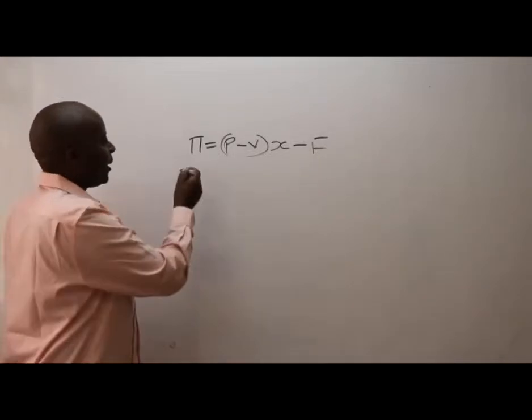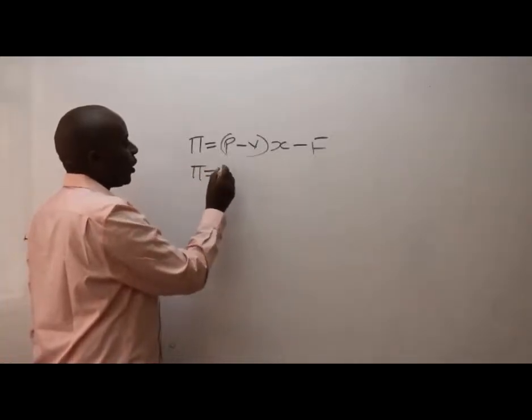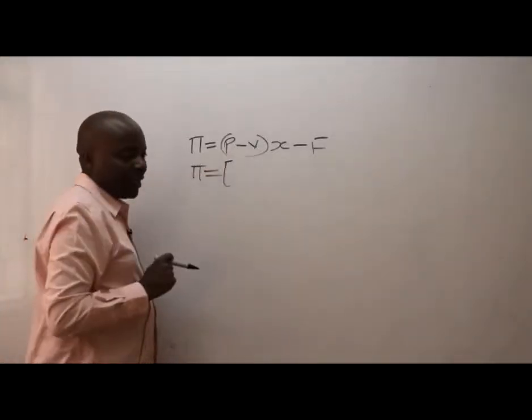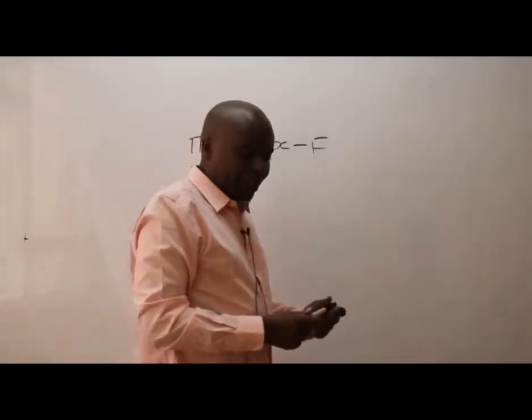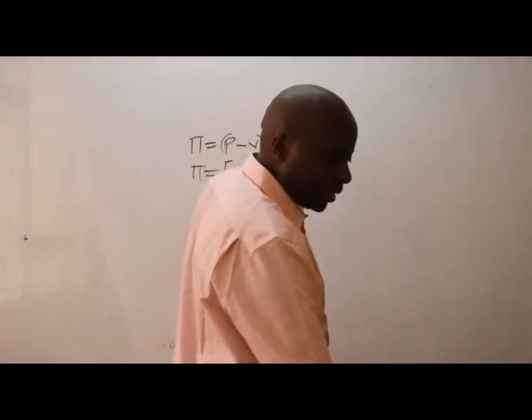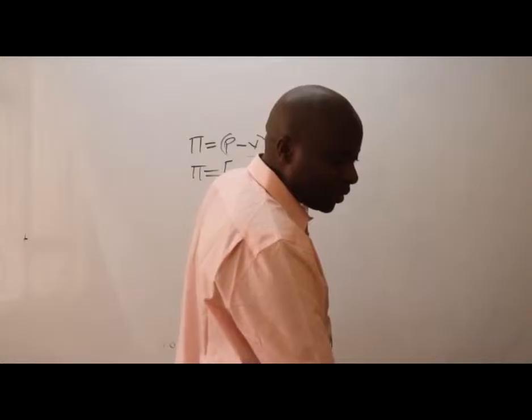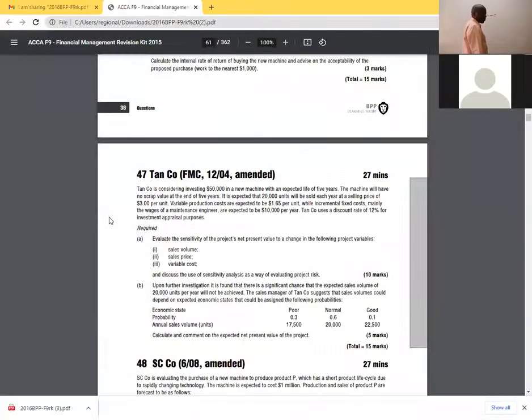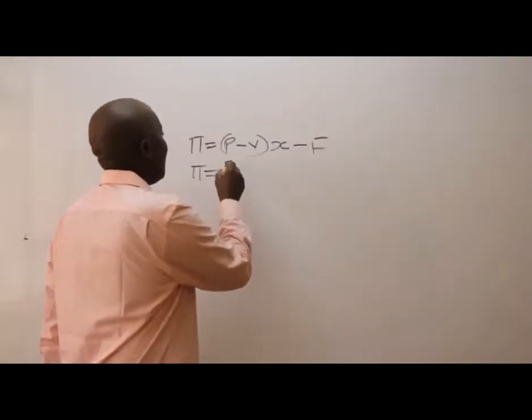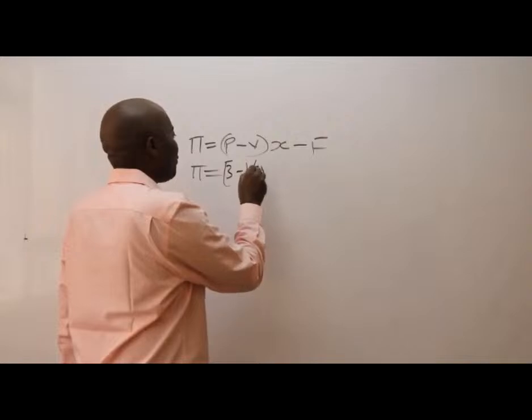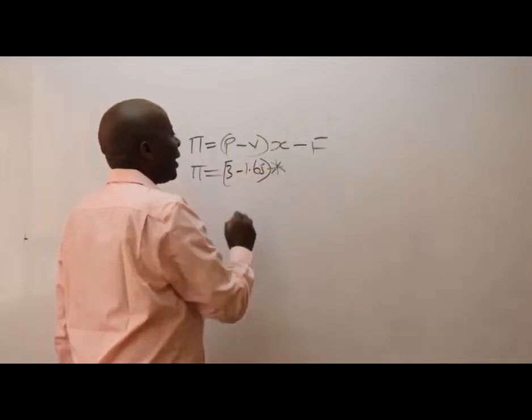So then my profit here will be equal to the selling price, which has been provided here as 3, and then variable cost is 1.65. Great. So we have here 3 minus 1.65, multiplied by the number of units.